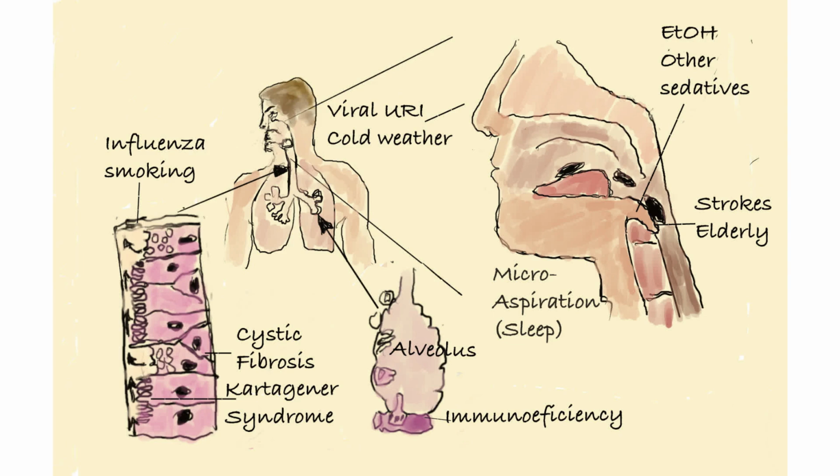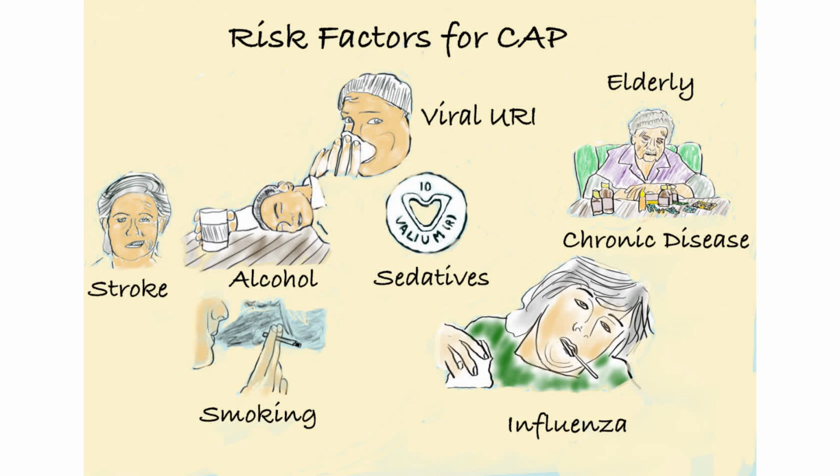Finally, patients who are immunocompromised, this includes elderly patients and other patients with chronic diseases, have impaired production of immunoglobulins and reduced cell-mediated immunity. This sketch note summarizes all of the factors that predispose to pneumonia: viral URI, influenza, smoking, alcohol overuse, other sedating agents, stroke, and chronic underlying diseases, particularly chronic obstructive pulmonary disease or COPD.